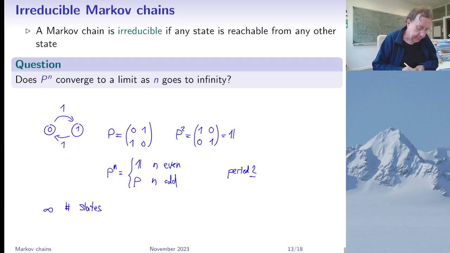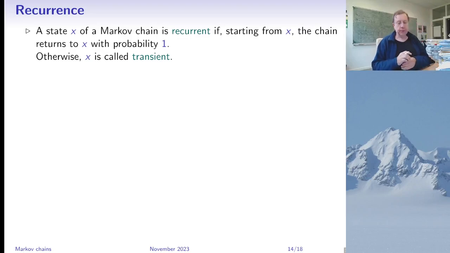So the first important concept is recurrence. We say that the state X of a Markov chain is recurrent if, starting from that state, the chain will return to that state with probability 1, but possibly after many steps. And if X is not recurrent, it is called transient.